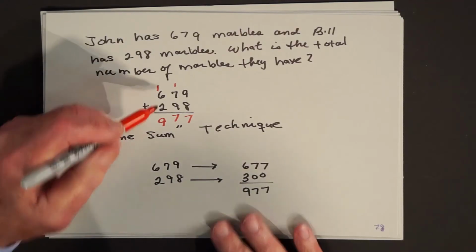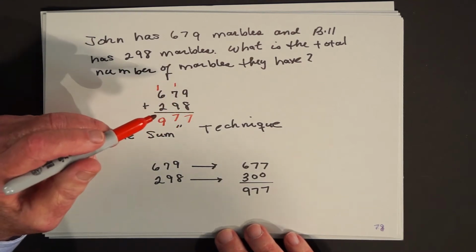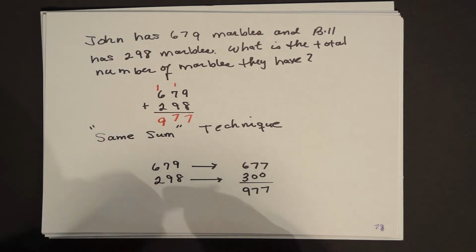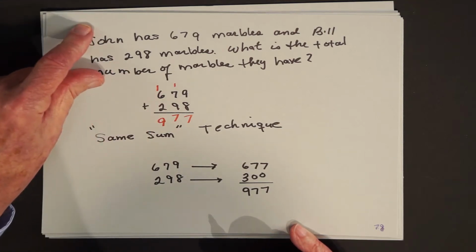Now, is it possible that a youngster has trouble dealing with numbers like this and carrying? And the answer is, if so, look what happens by visualizing this problem. Suppose all I was given was this problem here, and I wasn't given the word problem.